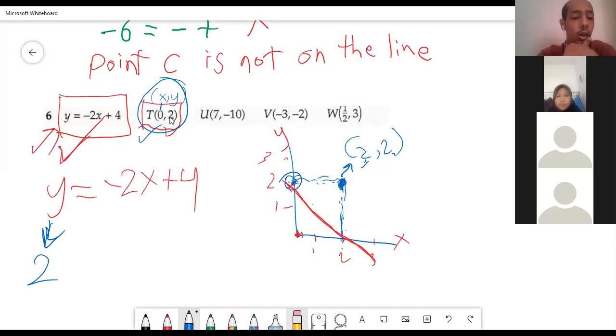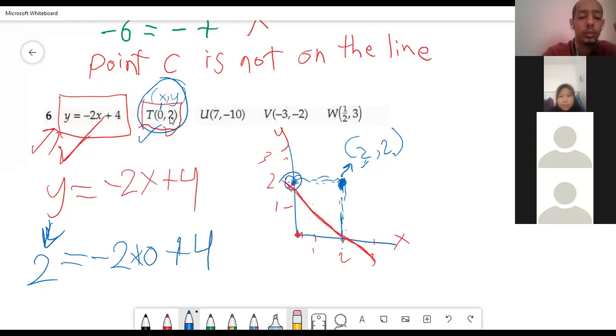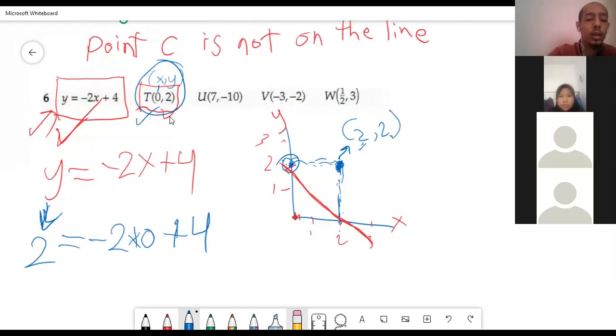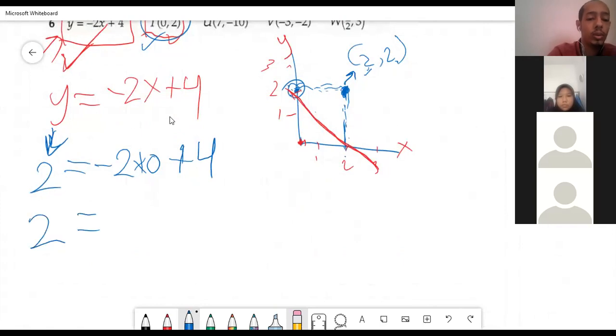I'm sorry, I was wrong. Okay, y is 2, right? So this equals minus 2 times x. What is x in this case? 0. So it's going to be multiplied by 0, plus 4. So let's work this out: 2 equals minus 2 times 0, plus 4.